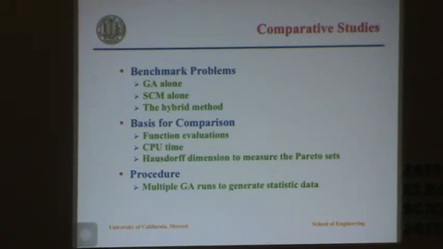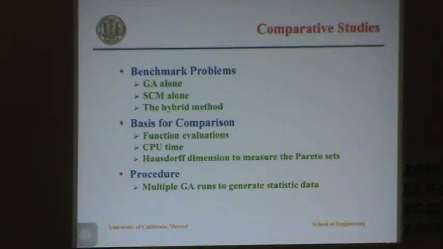What we're going to do is compare quite a few examples. We use the GA alone, and we use the simple cell mapping alone, where we're actually sweeping the whole design space. Then we implement the hybrid method. We work on benchmark problems. They are not very high dimensional. The high dimensional problem I showed you at the end will be done in parallel computing.